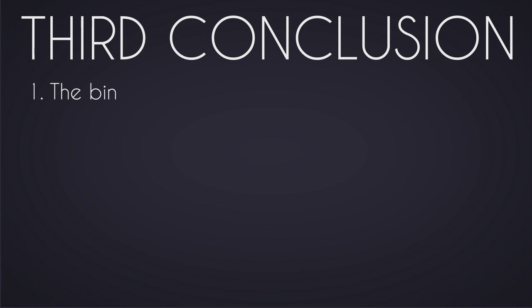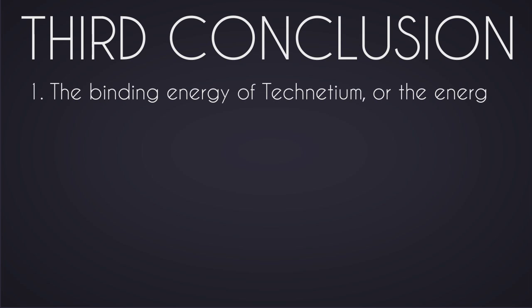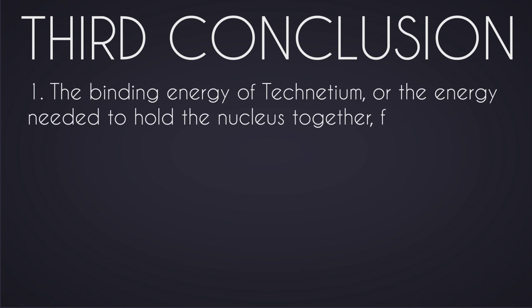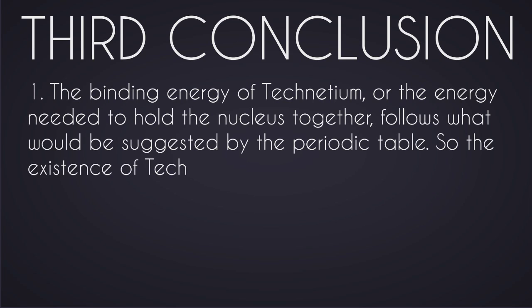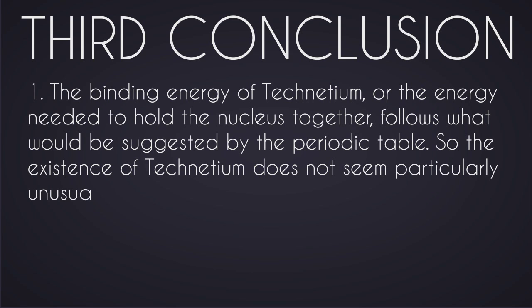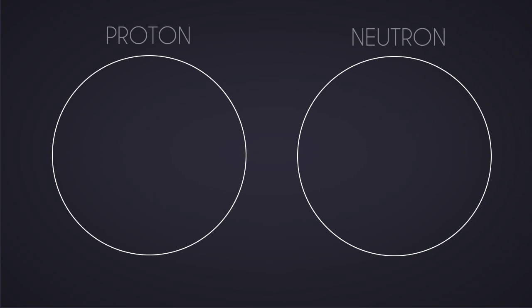When looking at the binding energy of technetium, or the energy needed to hold the nucleus together, the data follows the pattern which is suggested by the periodic table. Therefore, we can infer that the nuclear build of technetium is not necessarily an unusual phenomenon, but rather a normal structure. Now, within protons and neutrons exists what are known as quarks.